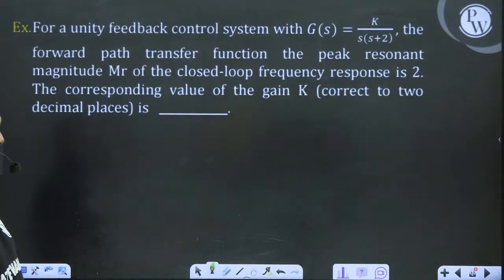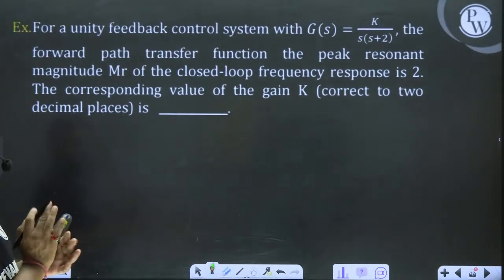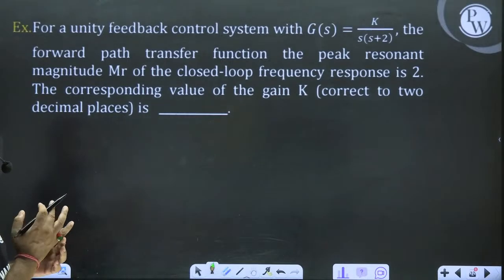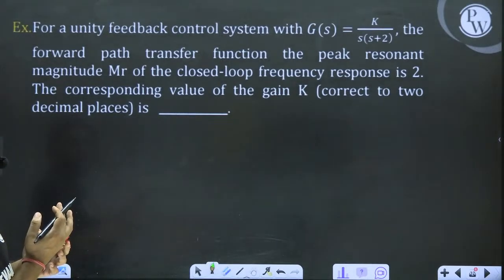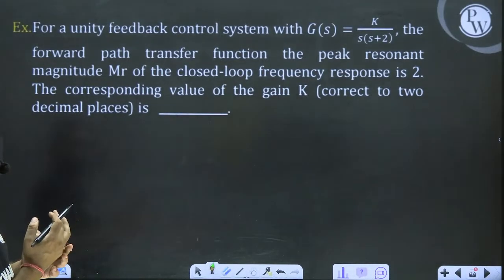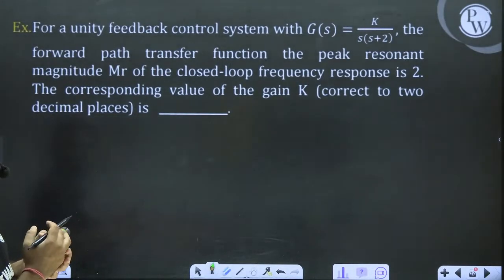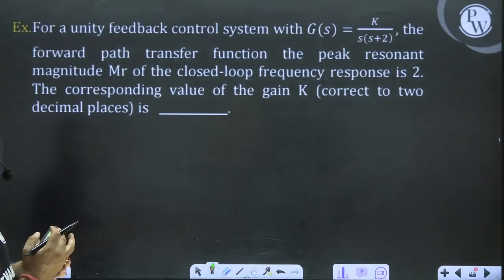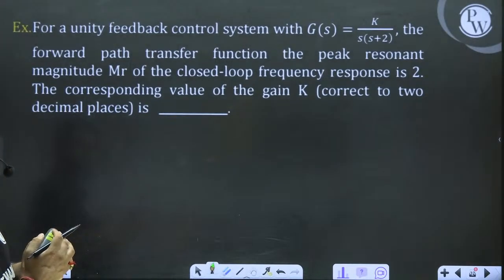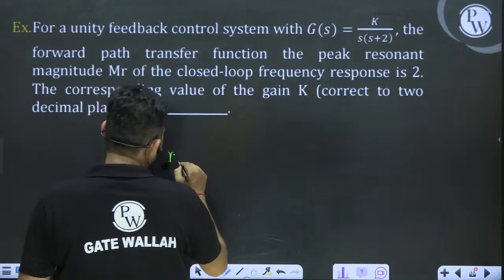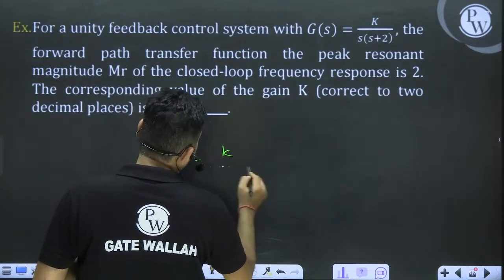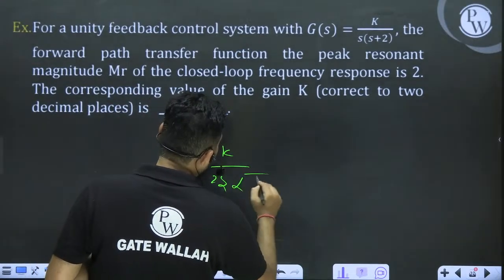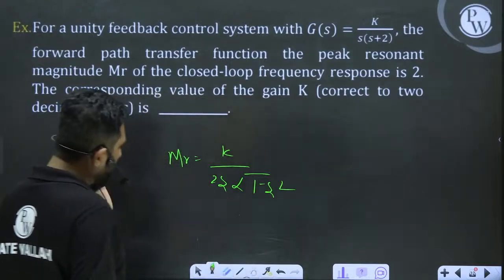Okay. For unity feedback control system, G(s) is this, the forward path transfer function. The peak resonant magnitude MR is 2. The corresponding value of gain K is? What is the MR? It is K by 2 zeta root of 1 minus zeta square. How will you find out the zeta?